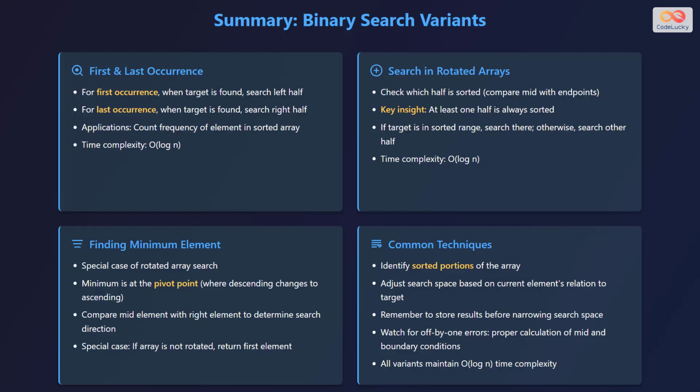To search in rotated arrays, check which half is sorted by comparing mid with the endpoints. If the target is in the sorted range, search there. Otherwise, search the other half. The key insight is that at least one half is always sorted. Remember that the minimum is at the pivot point where the descending changes to ascending. By adjusting the search space and comparing elements, these variants maintain the O(log n) time complexity, making them highly efficient for large datasets.